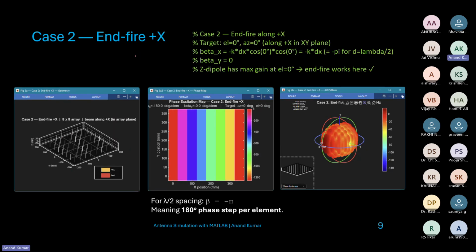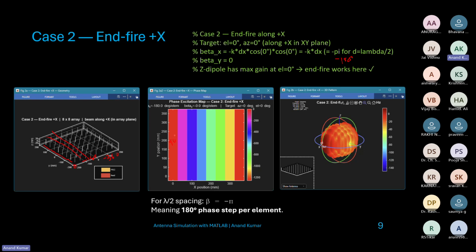In the next case, we have the end fire along x direction. So in this case, you can see the phases over here. If you go through the formula, beta x becomes minus pi, which is minus 180 degrees. And we will have the first row at, let's say, 0 degree. The second row will be at minus 180 degree. The third row will be at minus 360 degree, and so on.